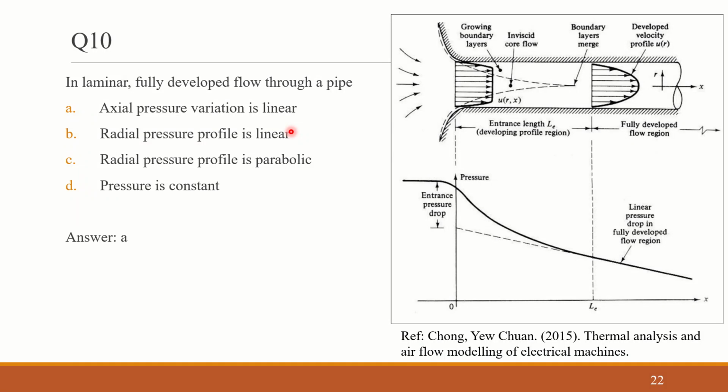Option A is the answer, because we have seen this in the last question itself, where we have seen axial pressure variation. So axial pressure variation is linear. So linear pressure drop in fully developed region. So that's what I asked you to read the question carefully. In the previous question it was about developing flow. Here it is fully developed flow. So that is the difference. And in laminar fully developed flow through a pipe, the axial pressure variation is linear. Option A is the right answer.